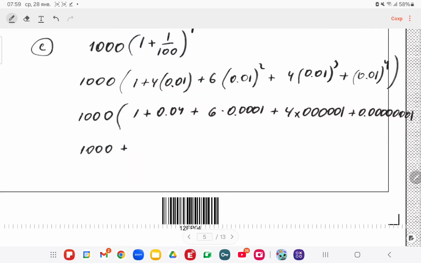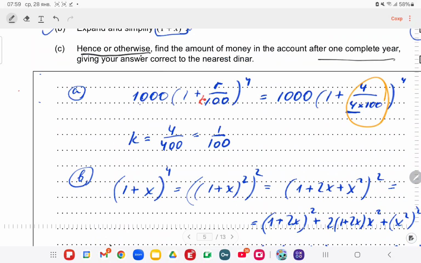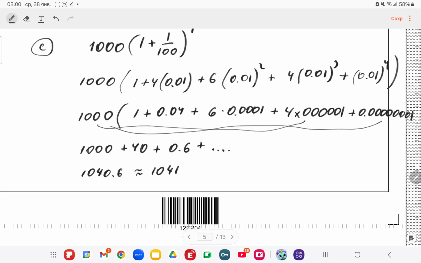So 1000 plus 40, right, plus 0.6 plus, so we don't need to multiply this. Okay, so it's a tricky step, we don't need it, because it says to the nearest dinar, so it means to the nearest whole number. So this amount is equal to that much, right? If we round, we will have 1041 dinar, and the remaining part will give us just a decimal that will not be counted in the final answer. That's how you will get the final answer here.